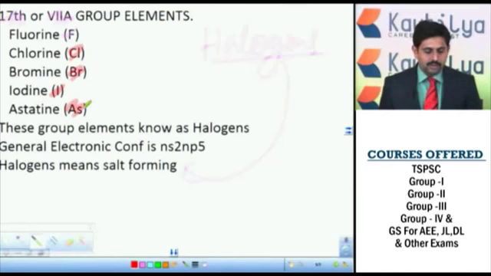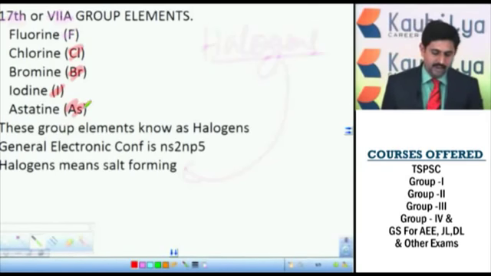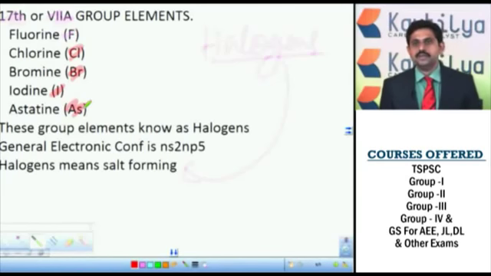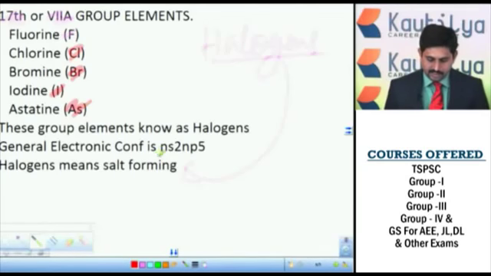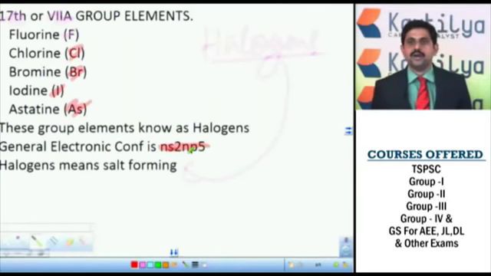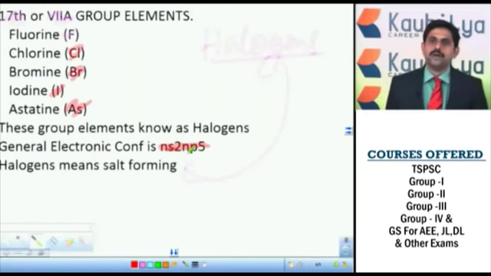So fluorine, chlorine, bromine and iodine belong to the 17th group elements or 7A group elements, the halogen family or the fluorine family. These are called halogens because it is a salt family. Again, they belong to the p block elements and the outermost electronic configuration is ns2 np5, so it requires one electron to get stability. So they are going to accept an electron in order to get stability.